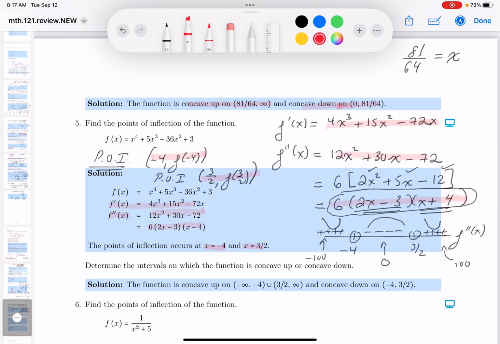That's looking good. Now again, I want to point out, I'm going to kind of read it to you, but I know it's concave up from minus infinity to minus 4, and concave up from 3 halves to infinity. Let's see if they said that. Concave up, minus infinity to minus 4, and then you got the 3 halves to infinity. Concave down between minus 4 and 3 over 2. All right, thank you.